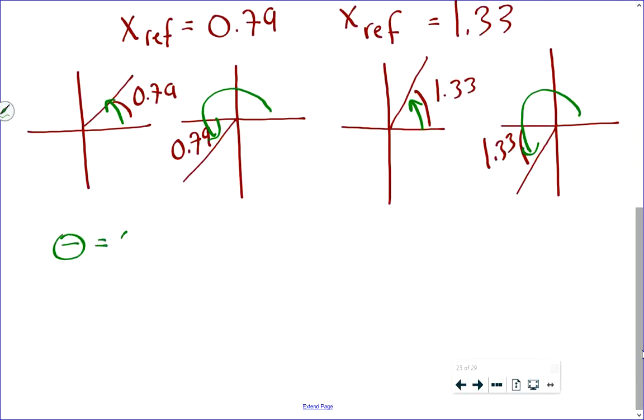Theta is equal to 0.79. We need to take for this second one, this is what I'm pointing at for you video watchers, we need to take pi plus 0.79. You need to take 3.14 plus 0.79 and get 3.93. Is that right, Liam? Okay, so 3.93.